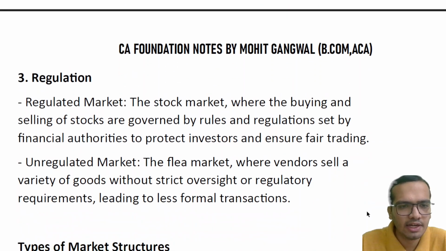And the third category is based on regulations. First one is the regulated market. This means the stock market where the buying and selling of stocks are governed by rules and regulations set by financial authorities to protect investors and ensure fair trading. And then comes the unregulated market, that is the flea market where vendors sell a variety of goods without strict oversight or regulatory requirements, leading to less formal transactions.